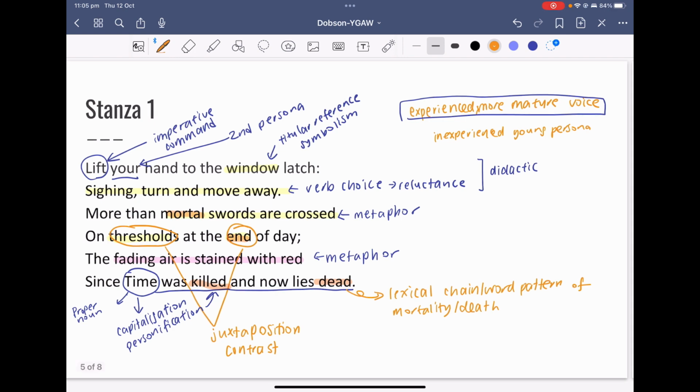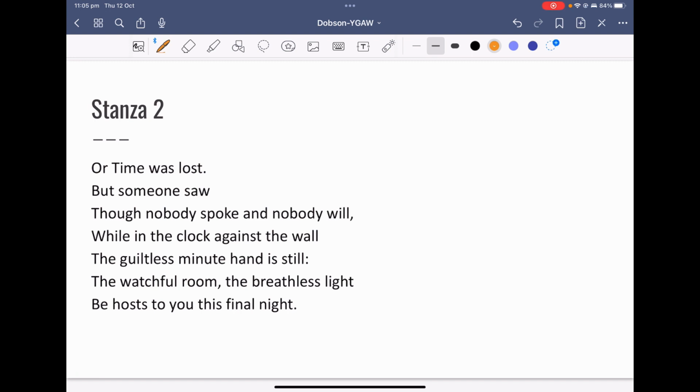Now moving on to stanza 2. All time was lost. Now again we have the same thing: personification, proper noun, capitalization. But someone saw, though nobody spoke and nobody will. So here we have diacope. While in the clock against the wall, the guiltless minute hand is still.